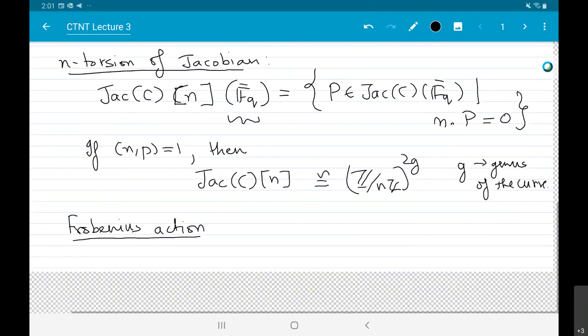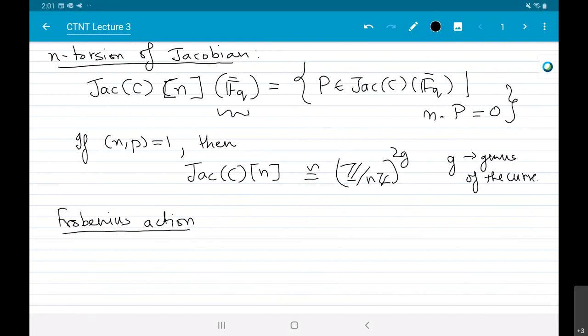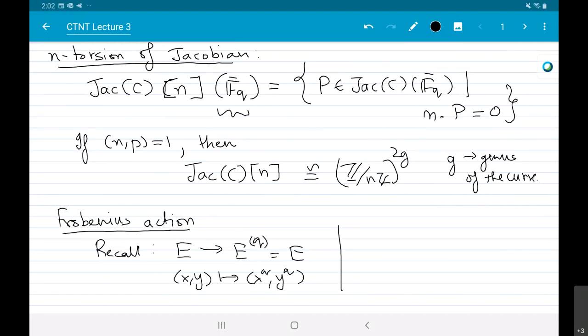So now, if you're over a finite field, or well, a field of characteristic p, just as in the elliptic curve case, recall that we had the action of Frobenius on an elliptic curve. We said that if E was defined over FQ, then E^Q would be equal to E, and then you would have this map, (x,y) maps to (x^q, y^q). And you can do the same thing with the general curve: C is defined over FQ, so you take (x,y) and map it to (x^q, y^q). This is Frob_Q.